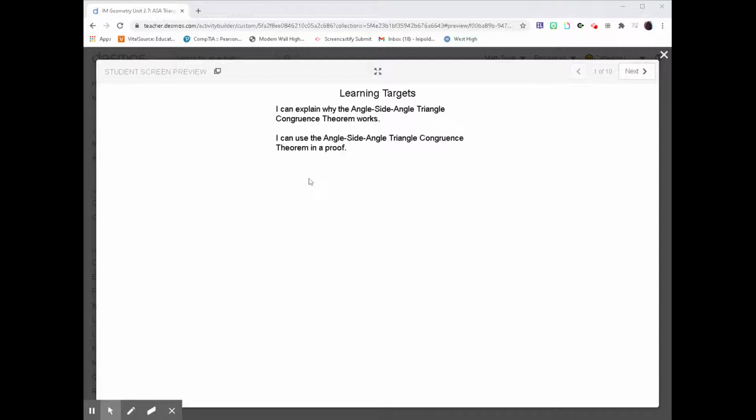Hey everybody, today we are going to take a look at another way that we have been able to show that triangles are congruent, and that is using the angle side angle triangle congruence theorem. We're going to explain how that works today and then use that theorem in a proof.